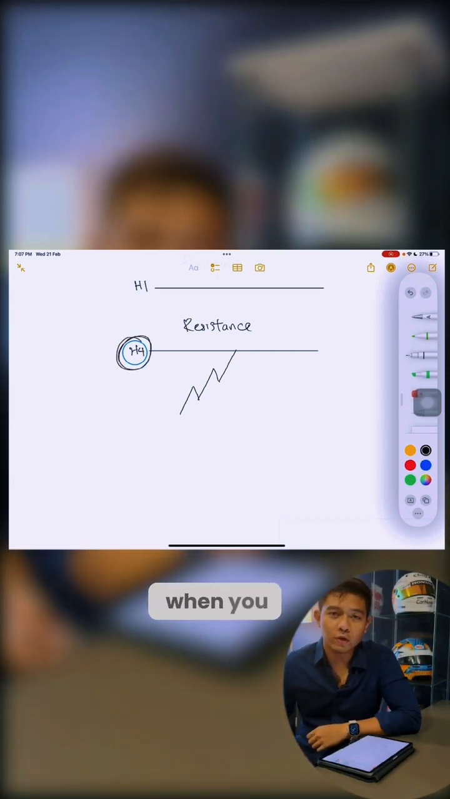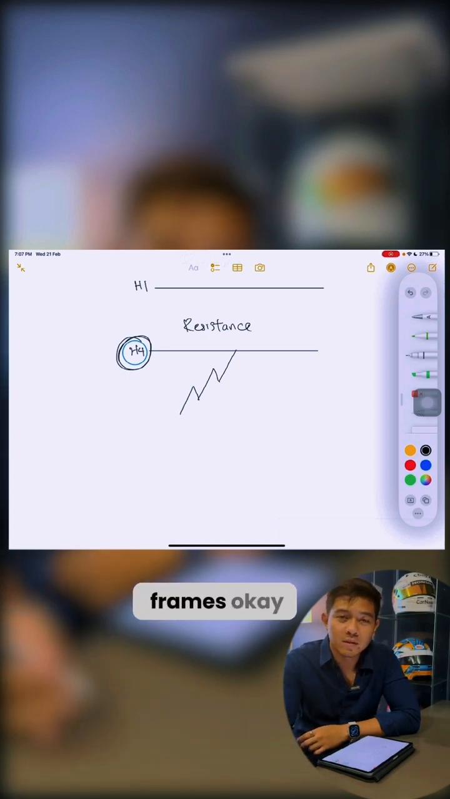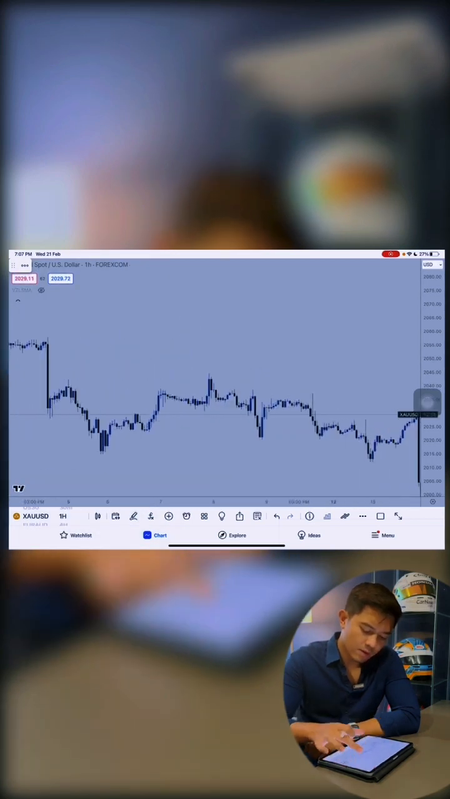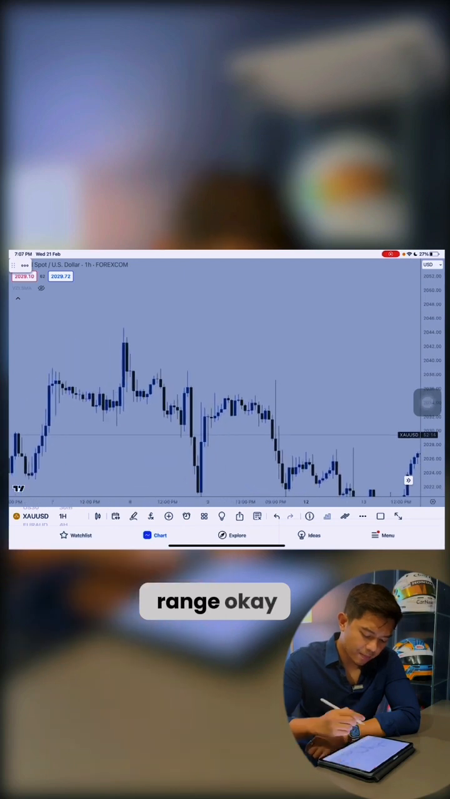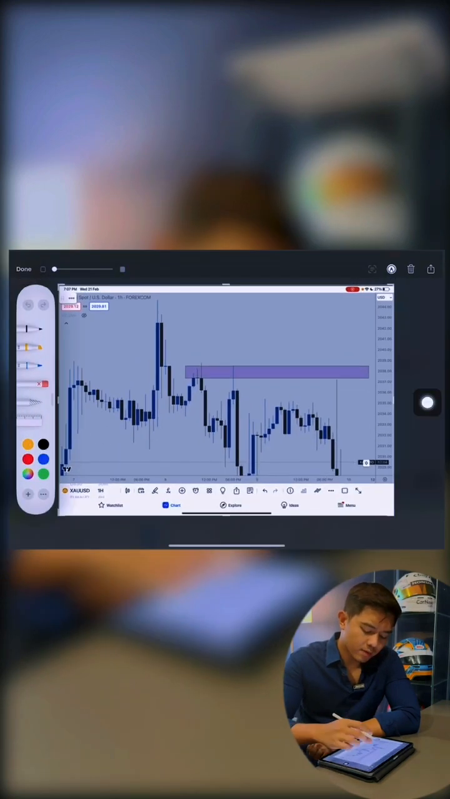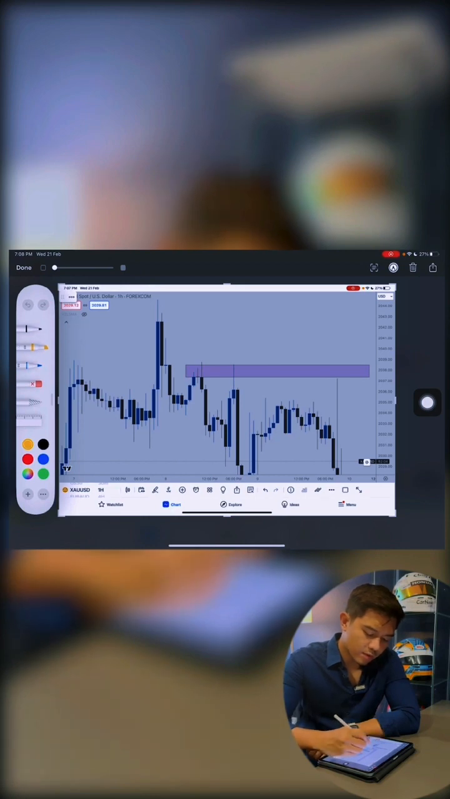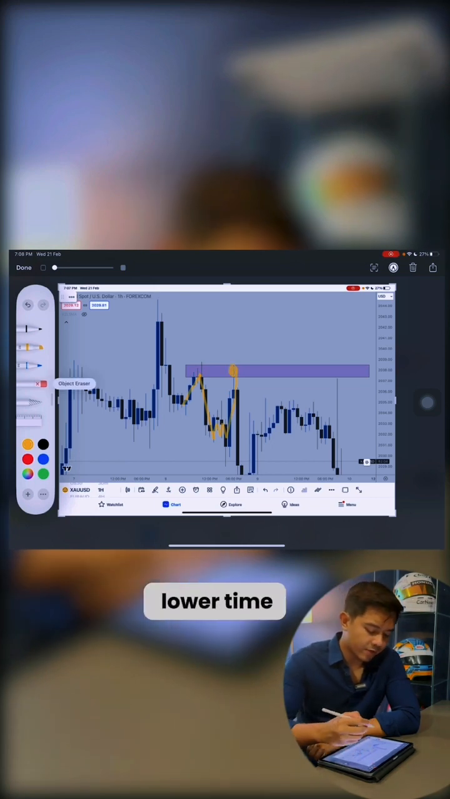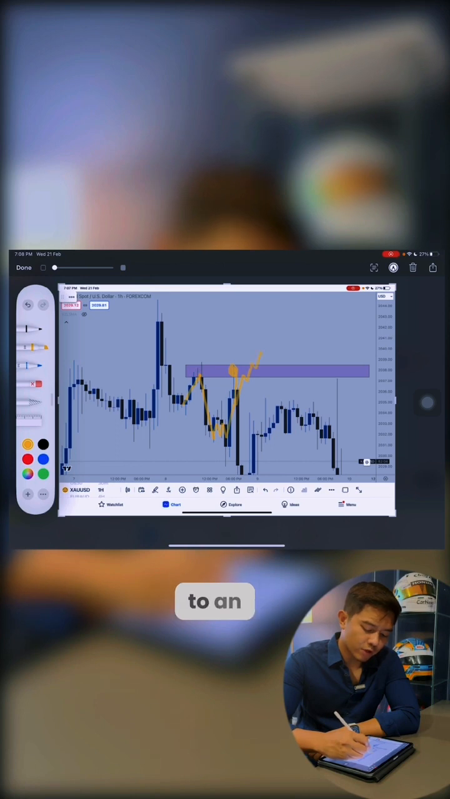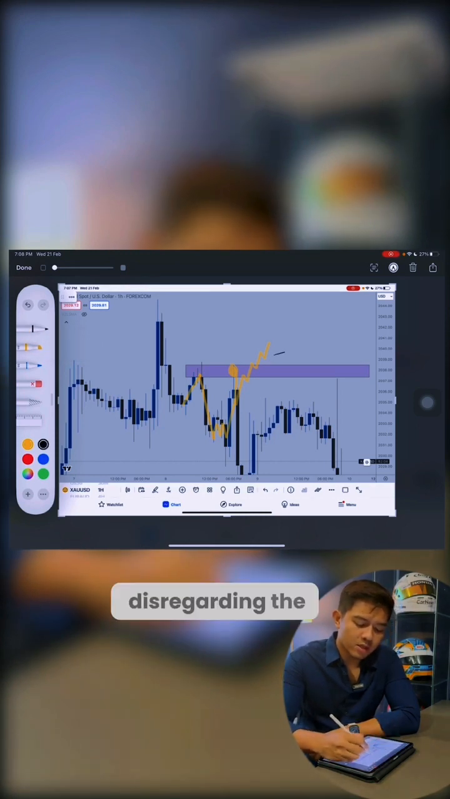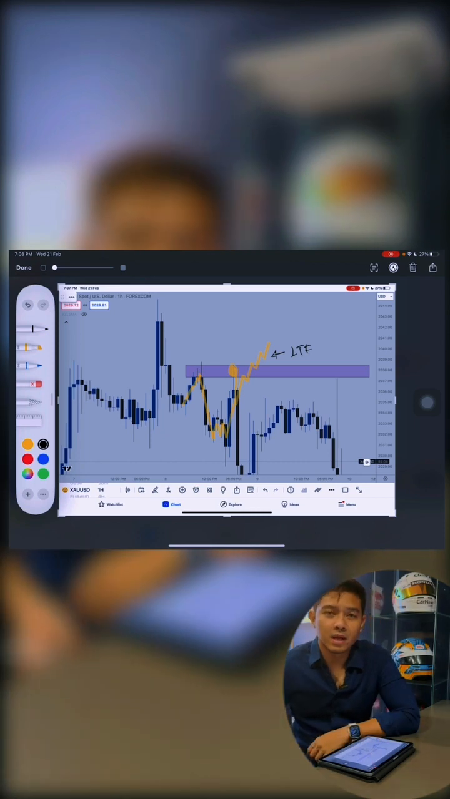You need to make sure that when you enter a trade, you are using your smaller time frames. Okay? So for one example, if I have my resistance level just right around this range, and let's say price breaks below and comes back for me to look for more sells, but my lower time frame is telling me no, I'm still going on to an uptrend. It can happen, and you can even hit your stop loss. Because why? You were disregarding the lower time frames, LTFs.